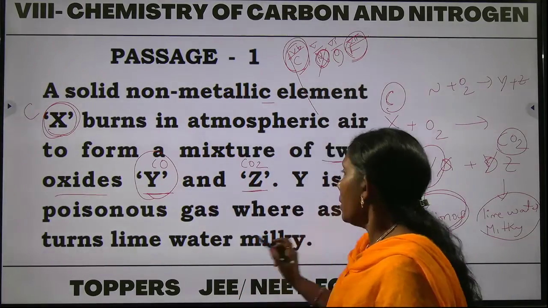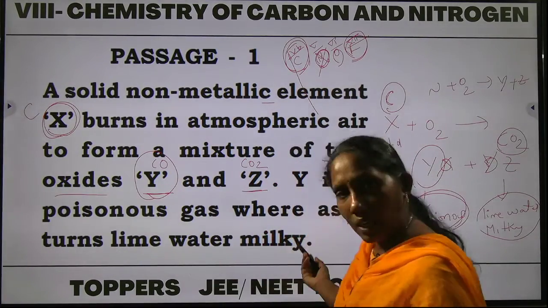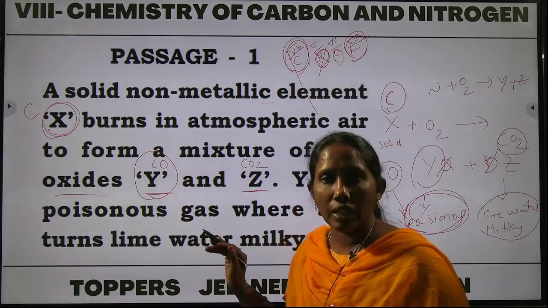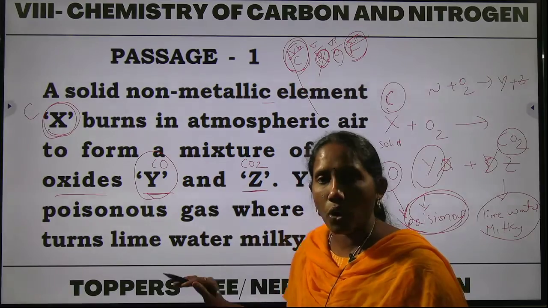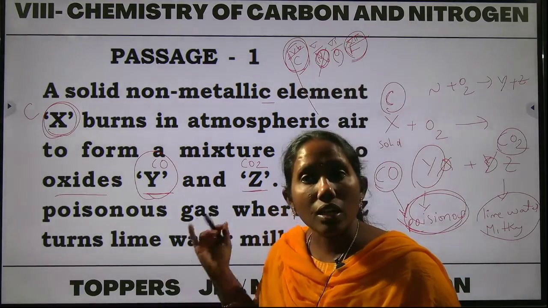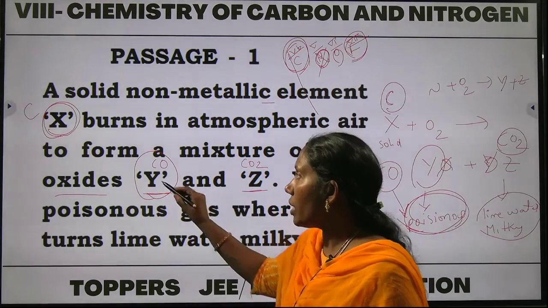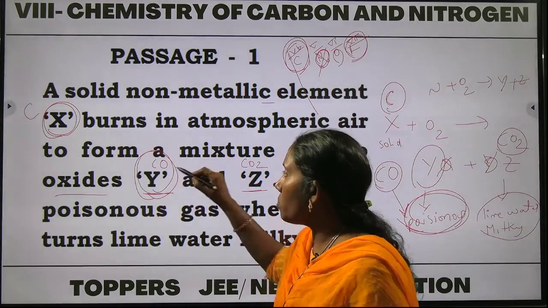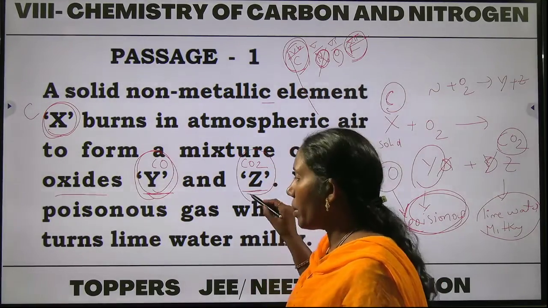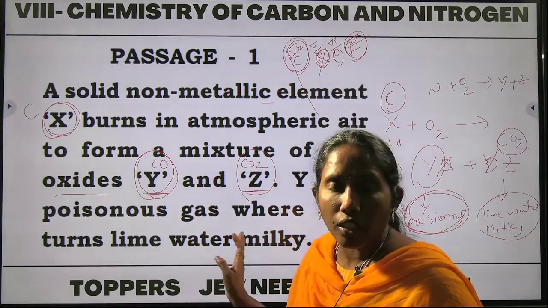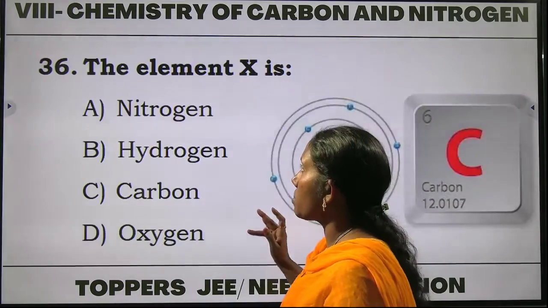And Z turns lime water milky. Carbon monoxide will not turn the lime water milky. It doesn't have that property. It is a poisonous gas. Carbon dioxide turns lime water milky. So there is no confusion in that. Y is compulsorily carbon monoxide and Z is carbon dioxide. This is the data we have from the given paragraph. So let us see the given questions.